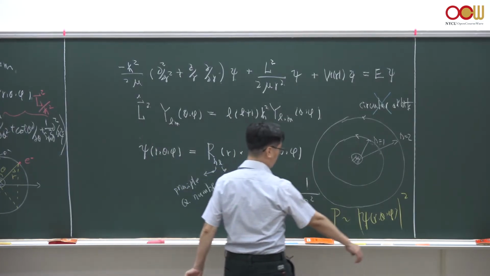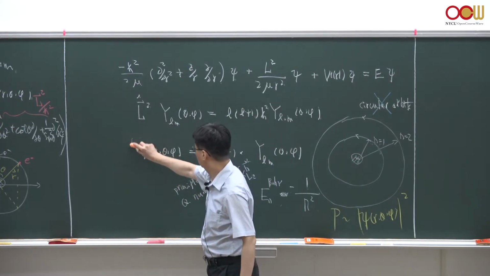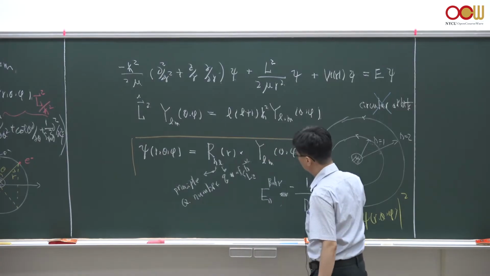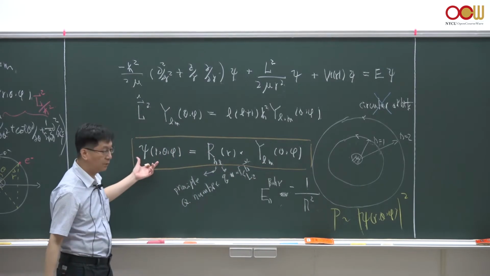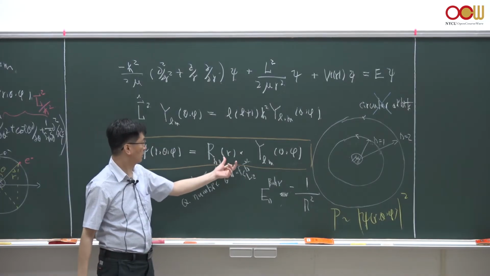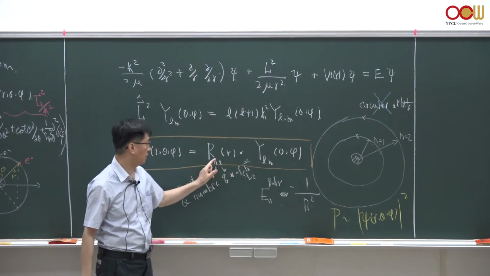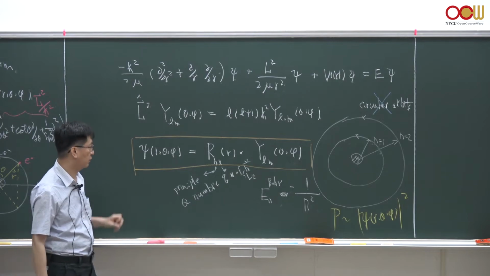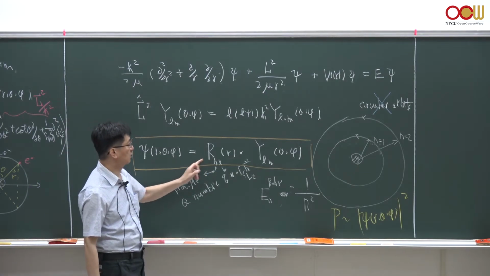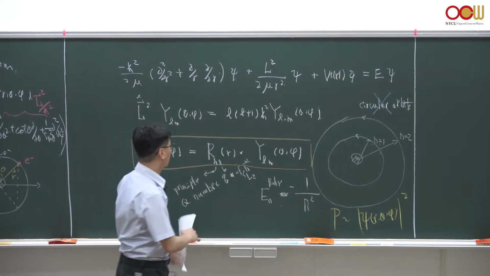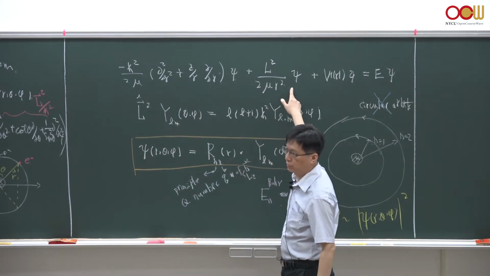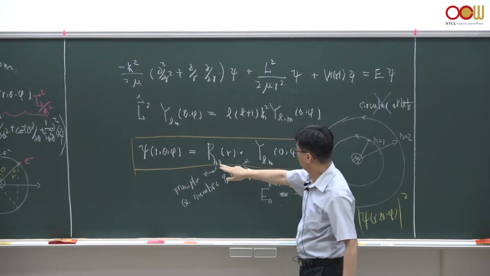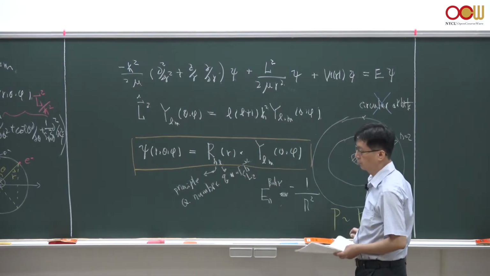This is just an ansatz, a starting point, an educated guess, that we could try to separate this psi into two parts. One is the Y_lm, another is the radial part of the eigenfunction. We plug this starting point, our educated guess, back into the Schrödinger equation, and we see whether we can find a solution for capital R.